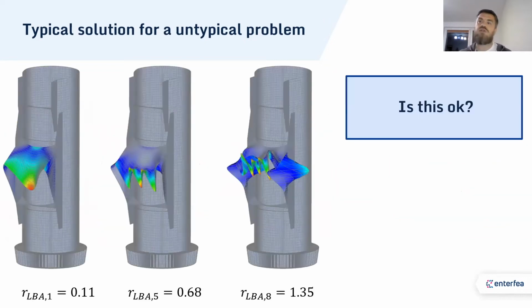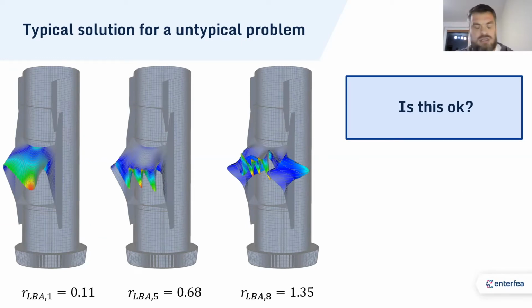So if you look at the chimney structure that we are discussing here today, you will notice that linear buckling showed the first failure at a multiplier of 0.11. It's down in the left corner. And 0.11 means that the applied load should be multiplied by 0.11 to cause failure.